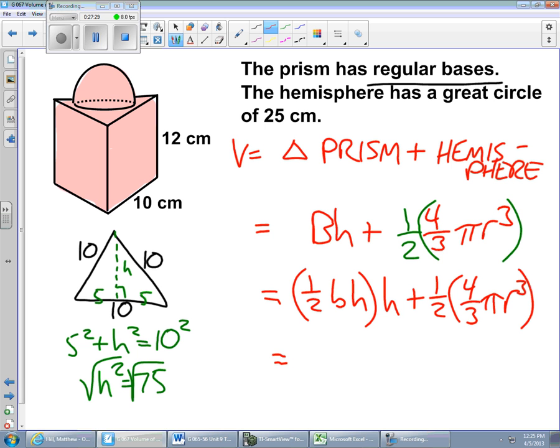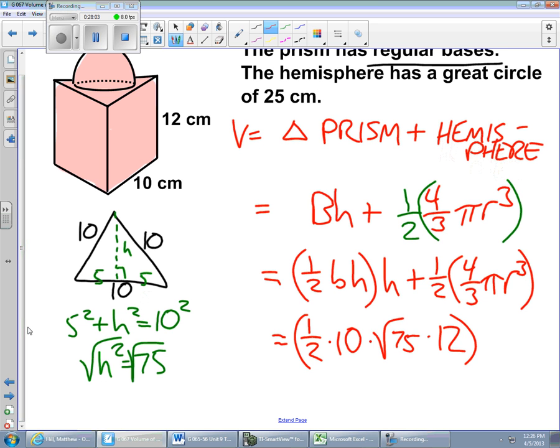So plugging that in to our formula we've got going on over here, you got 1/2. The base of our base is 10. The height of our base is the square root of 75. And then that needs to get multiplied by the height of the prism. And the height of the prism, as you can see from the diagram, is 12. That is our prism. It'd be wonderful if that was the end of the problem, but it's not.